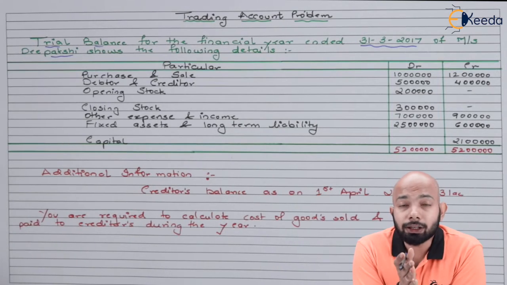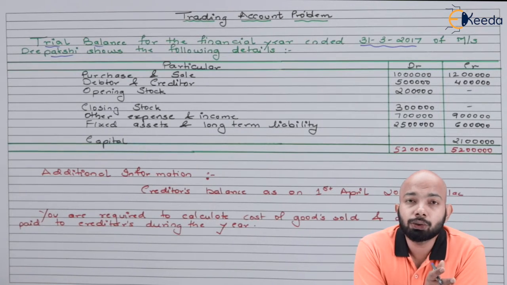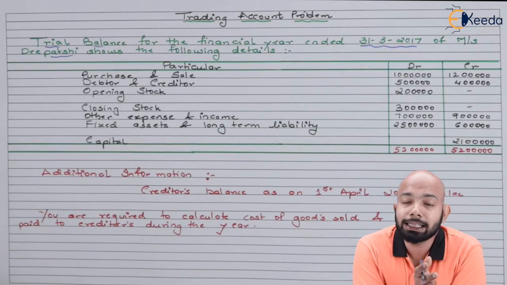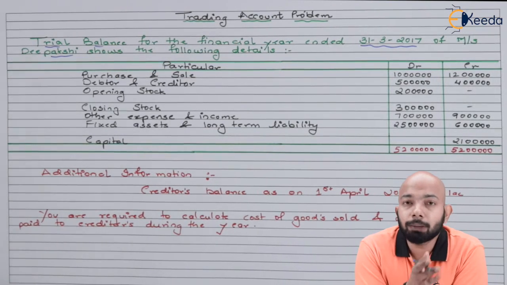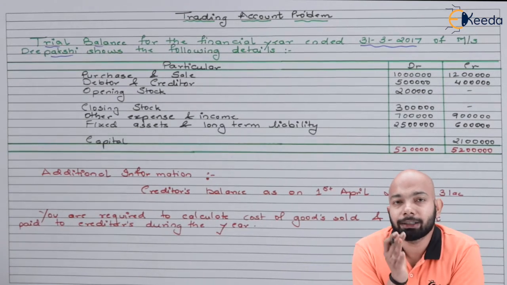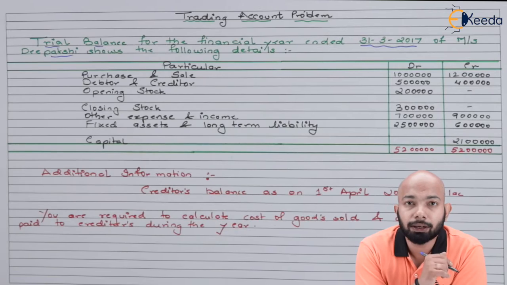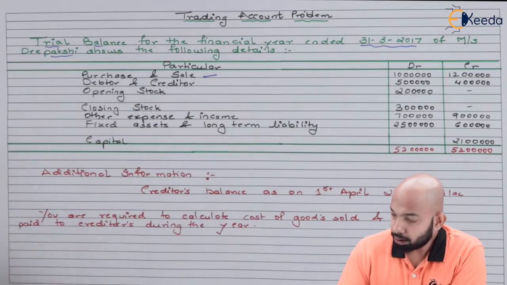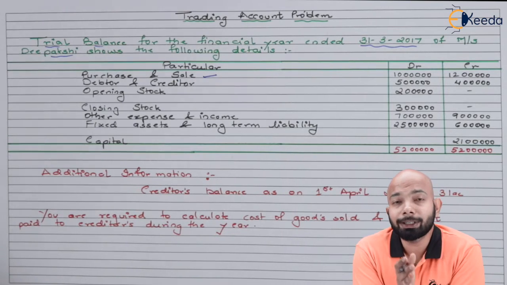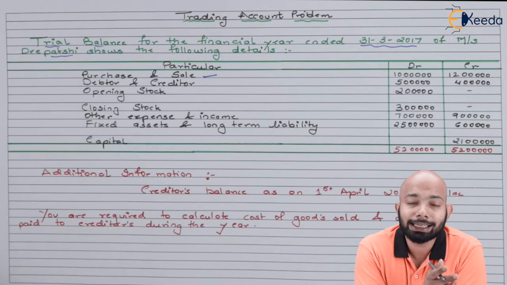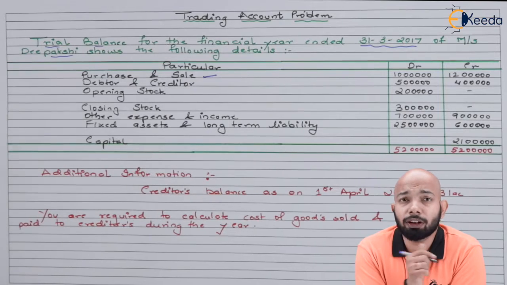Now, the trial balance for the financial year ended 31st March 2017 for Messrs. Deepshika shows the following balances. We have mentioned the particulars, that means the items considered, and the debit and credit balances. Let's start with the first part. Purchases and sales amount to 10 lakh and 12 lakh. Purchases will be on the debit side, sales on the credit side. 10 lakh is the purchases, 12 lakh is the sales.